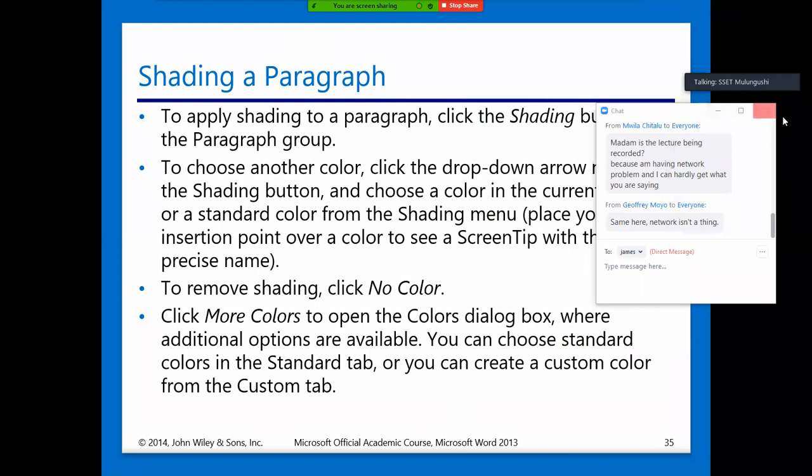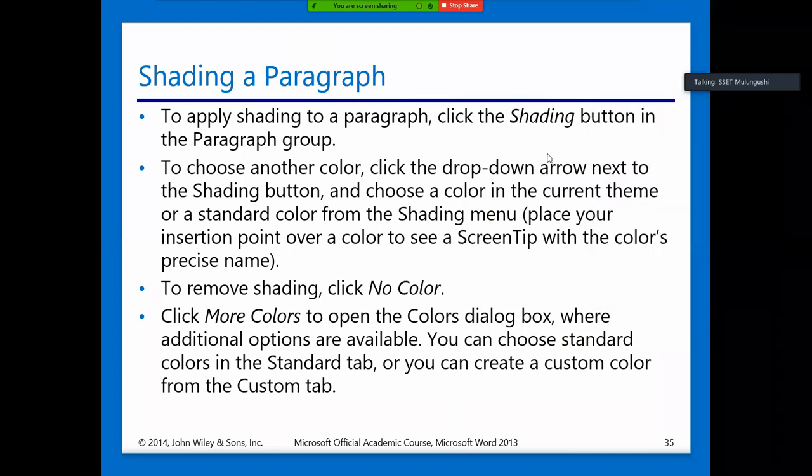So now let's discuss shading, and then we can conclude today's lecture and pick up tomorrow. We can apply shading to paragraphs to make them more visually appealing, or if we want entire paragraphs to stand out. This is different from highlighting and from selecting a color of text in character formatting. These options are applied at a paragraph level rather than a character level.